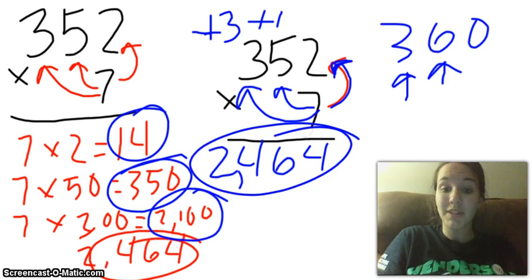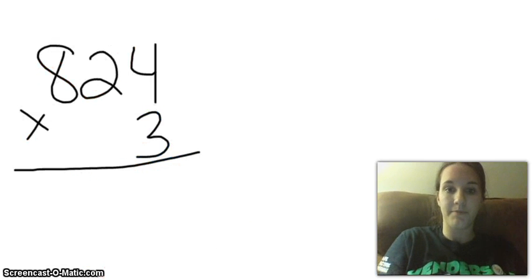So I came up with the same answer as partial products, but this time I did it with regrouping. Let's look at another example. 824 times 3. We're going to start by multiplying in the ones.